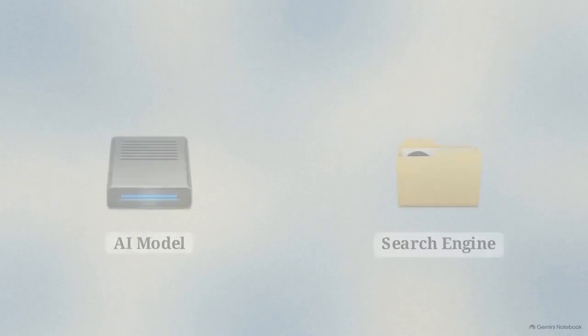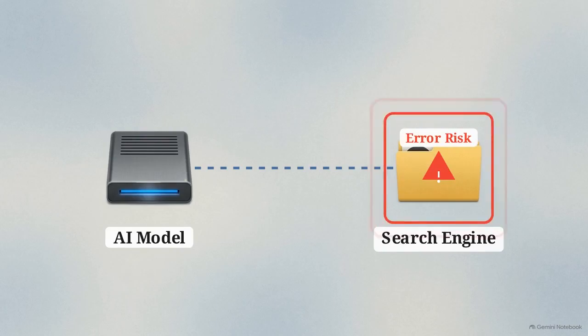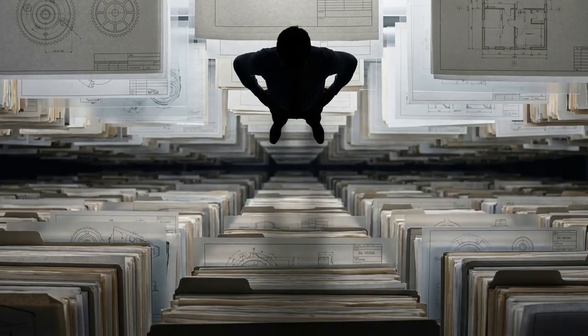By connecting a search engine to an AI, organizations shift the risk of error from the model's training memory to the system's retrieval process. The core challenge of ensuring the AI has the right facts has been relocated, not resolved.